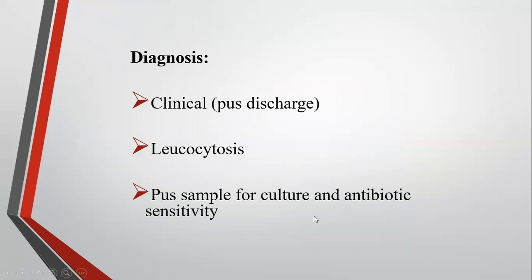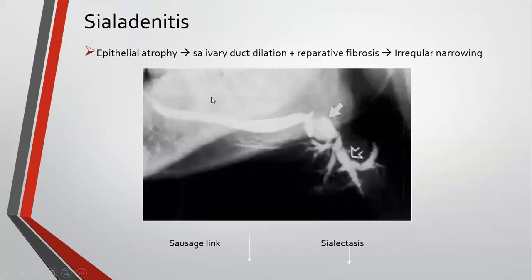We will have a pus sample basically for the culture and antibiotic sensitivity. Now coming towards sialadenitis, you can see that here what happens when the epithelium is atrophied, there would be a salivary duct dilation. As in this case, you can see that the salivary gland duct is basically dilated, and then there will be reparative fibrosis, which leads to the irregular narrowing.